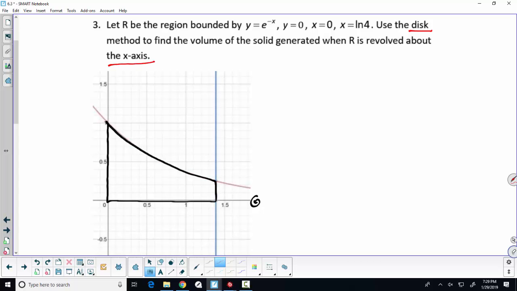It's the disk method. Our rectangles are perpendicular to the axis of revolution. And we're thinking about disks as pi r squared, or pi f of x squared. So really that's all we need, because that's the area. Area times thickness gives us volume.